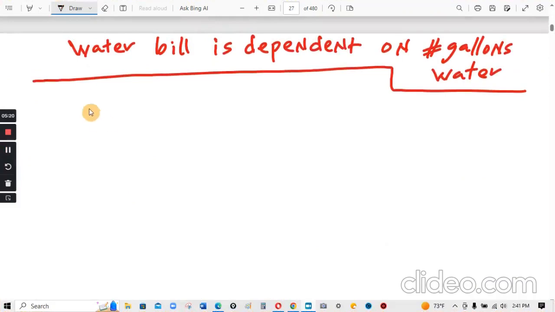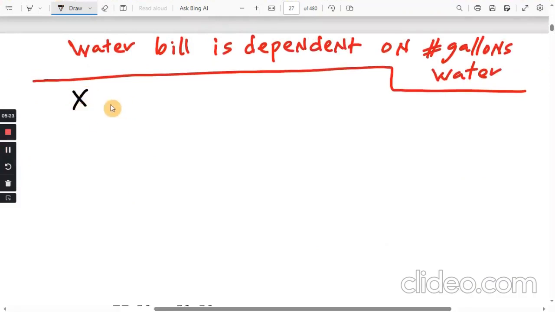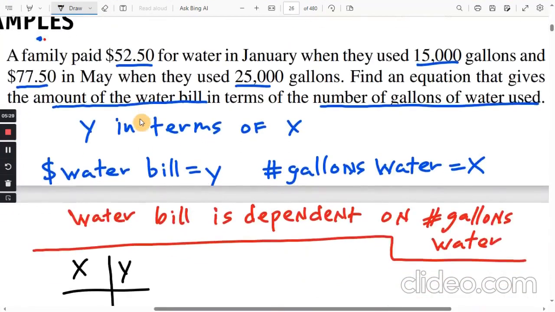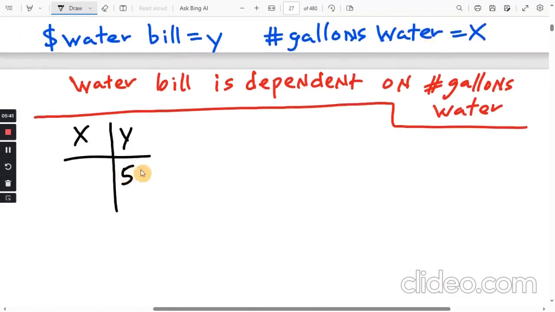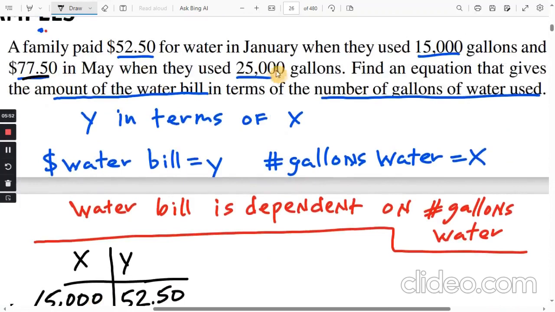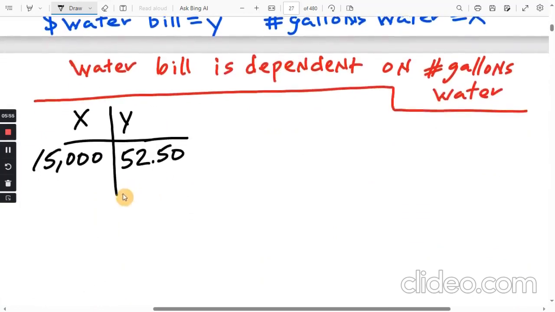All right, so let's see. Let's write a little chart for the x and y. It's the dollars or the amount that is the y. So $52.50 is associated with 15,000 gallons. Okay, so the dollar amount is 52.50, and that's associated with 15,000 gallons. And the other monetary amount, $77.50, is for 25,000 gallons. Okay, $77.50 for 25,000.